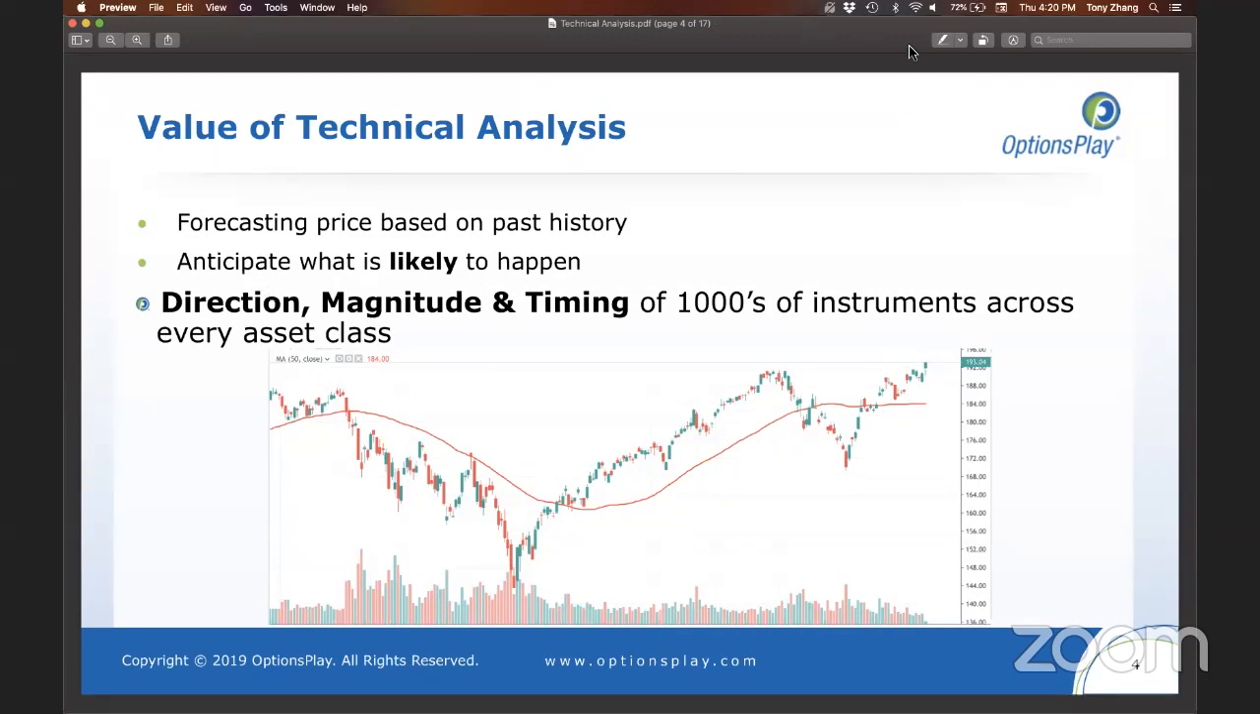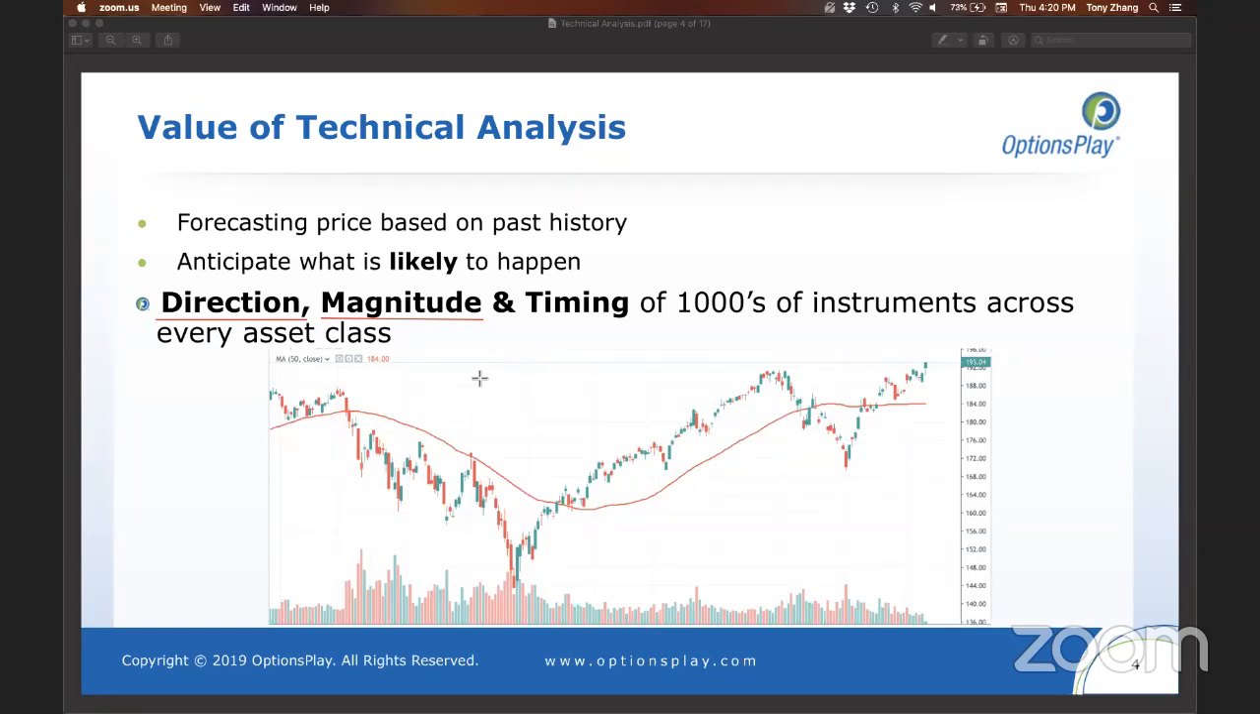And those three things are a sense for direction, which I think is fairly obvious as to why we want to get a sense for direction. The second one is magnitude. What that means is if I have a directional view on a stock, I think it's going to go higher or I think it's going to go lower, how much do I think it's going to go higher or lower by? Do I think it's going to go up by 2%, 5%, 10%? Very important to understand that.